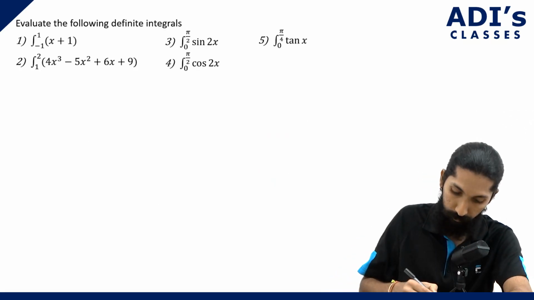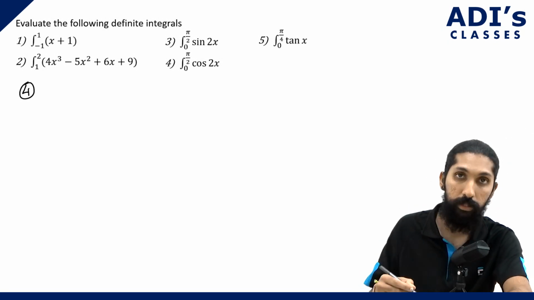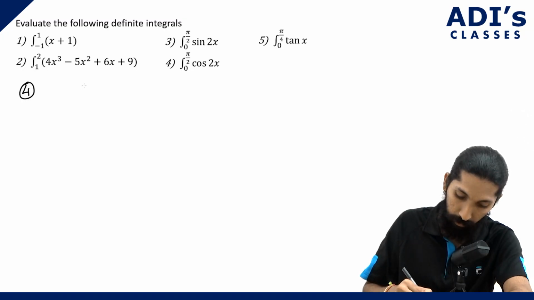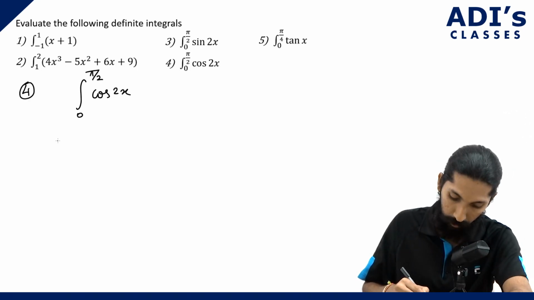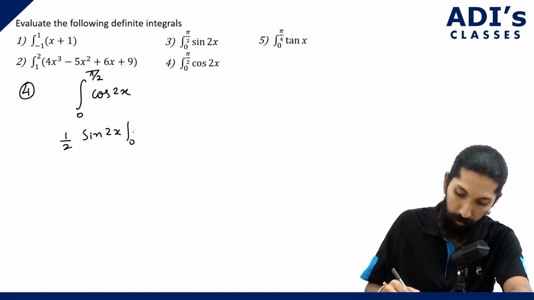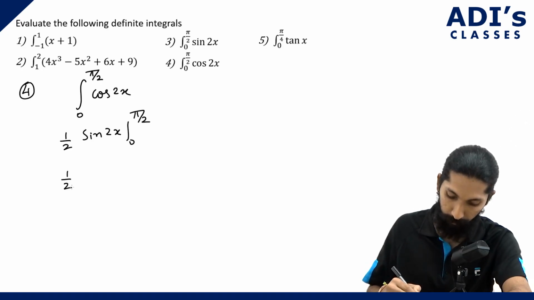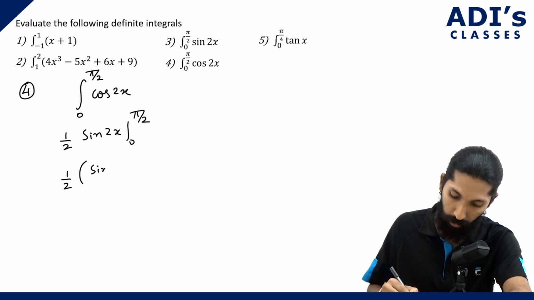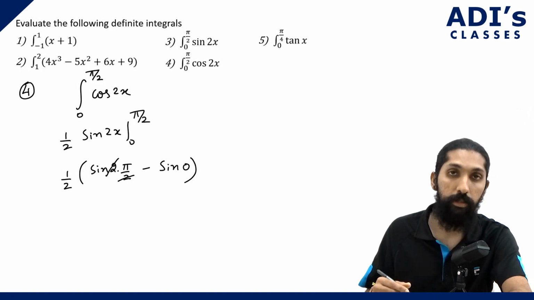See the fourth one, integral of cos 2x, right? The previous one was sine 2x. So you have the integral of cos 2x from 0 to pi by 2, right? This is going to be half sine 2x from 0 to pi by 2, right? This is half of sine 2 into pi by 2 minus sine 0. 2 cancels out.